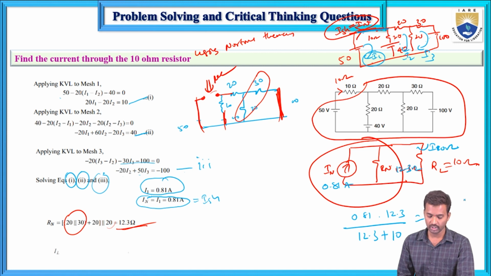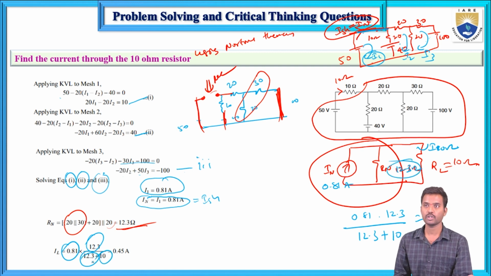So what is the value here? Total current times opposite branch resistance divided by opposite branch resistance plus same branch resistance, that is 0.45. This current equals 0.45. If you use mesh analysis, nodal analysis, Thevenin's theorem or superposition theorem, any technique, you will get the same value. That value is 0.45. Using Norton's theorem, the current flowing through the 10 ohms resistor equals 0.45.